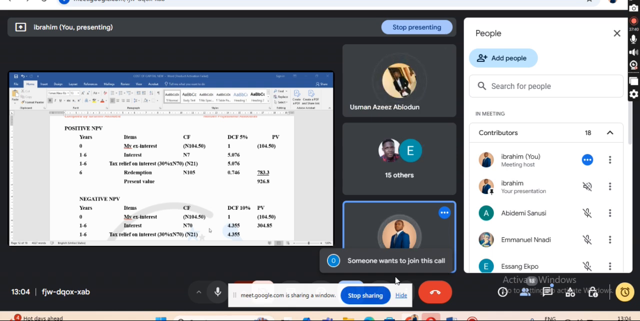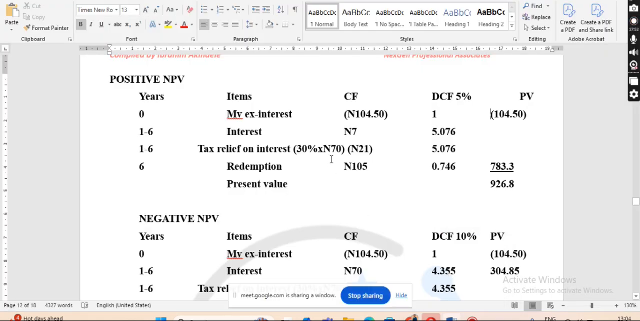Okay, thank you. The interest is supposed to be 30% multiplied by 7, which is 2.1 naira. Okay, so what do we have here? Let's change this one as well. You have 2.1. For here, you're on the tax relief? Yes, sir, 2.1. So please multiply this again. Let's see quickly. We don't have time. Quickly. 36. What do we have?